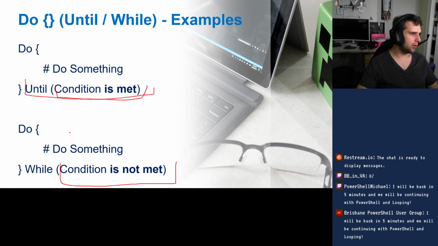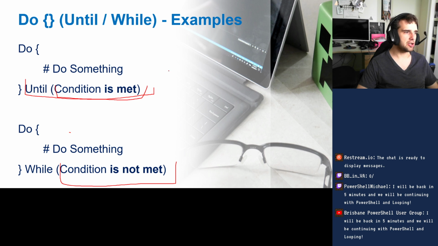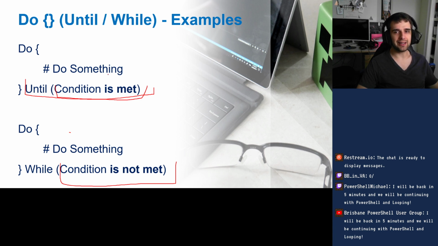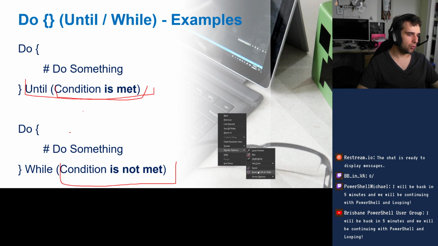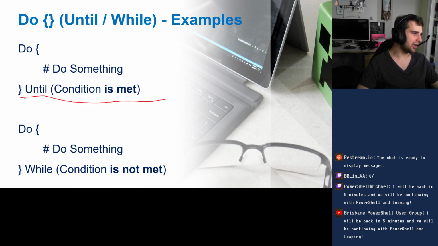This will continue to loop until the condition is met. So if you have something here, for example, you will continue to sleep until the file exists. That's a really good example of an until. A while would be keep looping while the file doesn't exist. So it's the complete opposite, while the condition is not being met. That's a really good example of the differences between an until and a while.